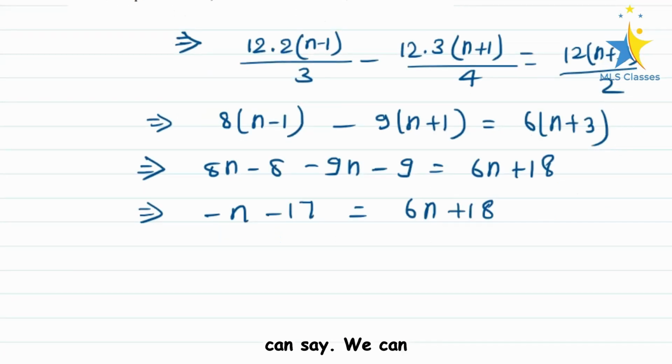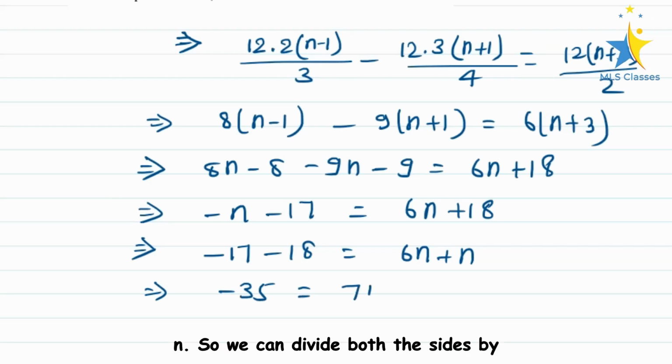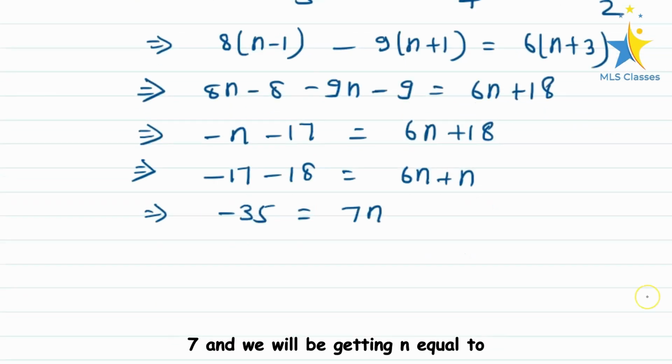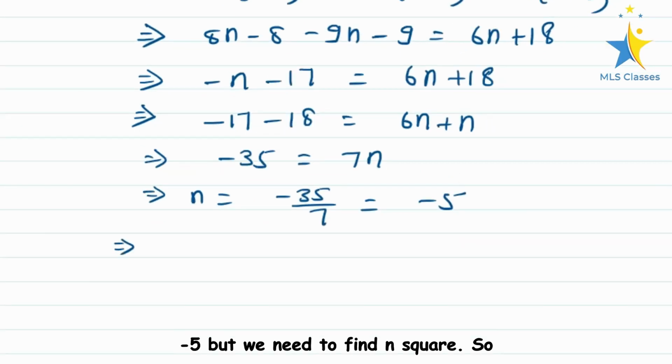From here we can add n to both sides and subtract 18 from both sides. So we can write negative 17 minus 18 is equal to 6n plus n. So we are getting negative 35 is equal to 7n. We can divide both sides by 7 and we will be getting n equal to negative 35 over 7, that is negative 5. Now n is negative 5, but we need to find n square.